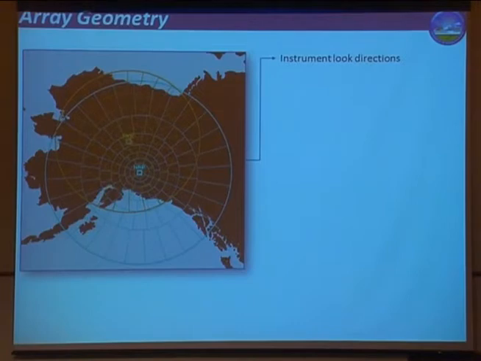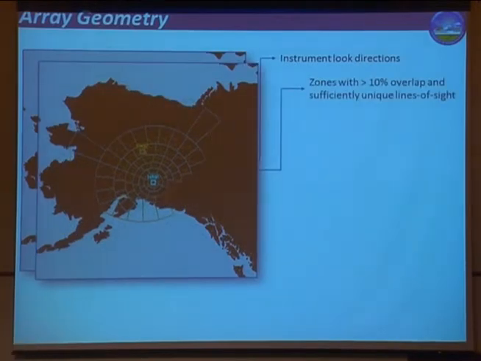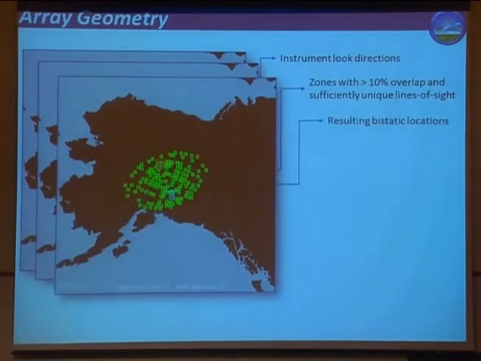For the bistatic technique, we want to know whereabouts those zones overlap. If, for example, we pick all the ones which overlap by more than 10% of their areas, we get this subset of zones, which results in these bistatic locations. All these green squares represent a location where we could, in theory, do a bistatic wind inversion.